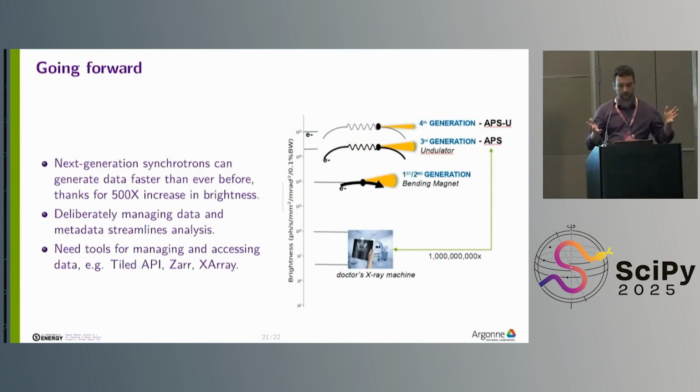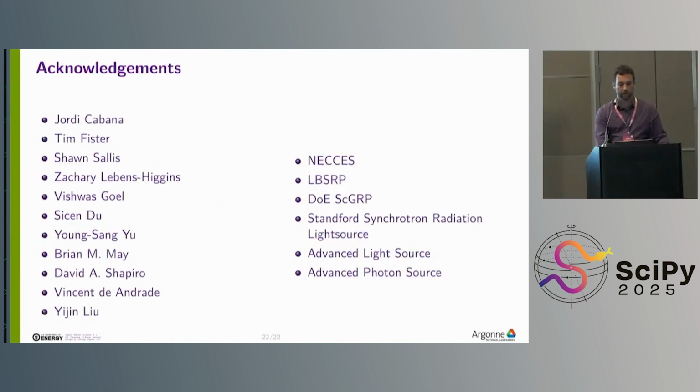So moving forward, I think our next generation of synchrotrons are getting ever brighter and generating ever more data. Getting on top of managing this data and getting the electrochemistry and the X-ray data all merged, I think that's going to be a big challenge. And so I'm really excited to see a lot of the things here, like the Tiled API, Zarr, xarray, all of these tools for managing some of that data.